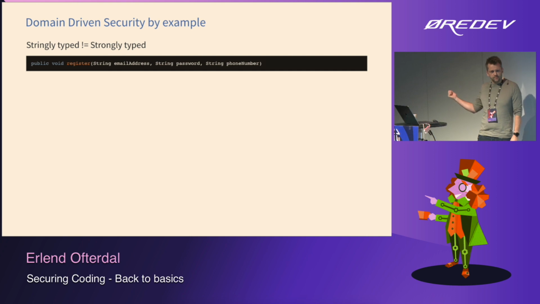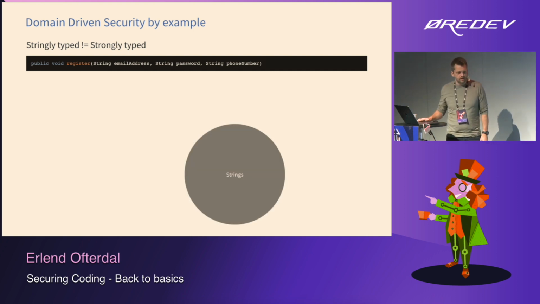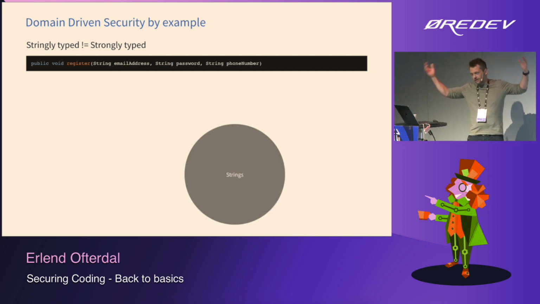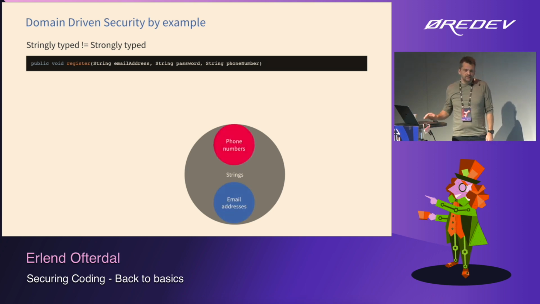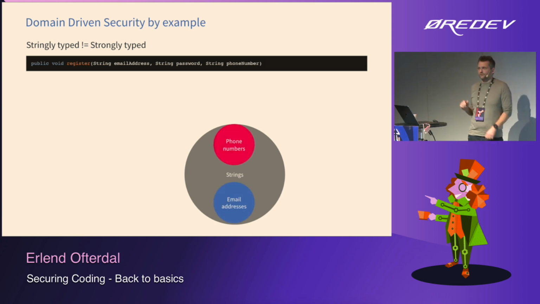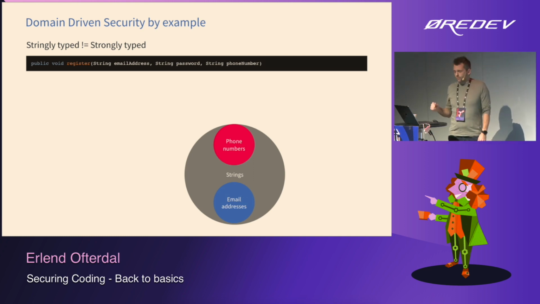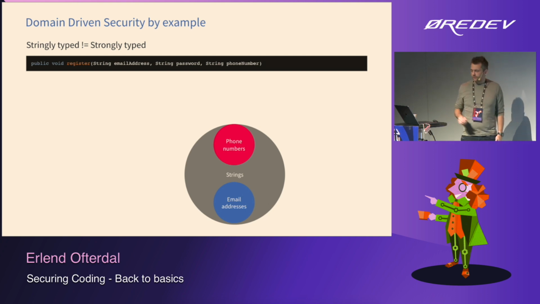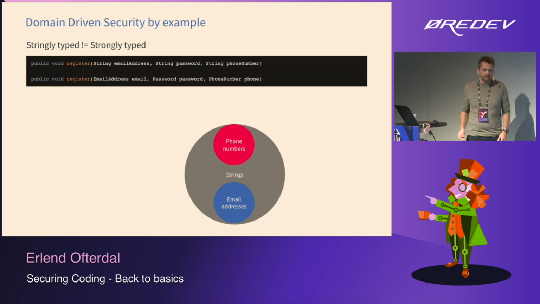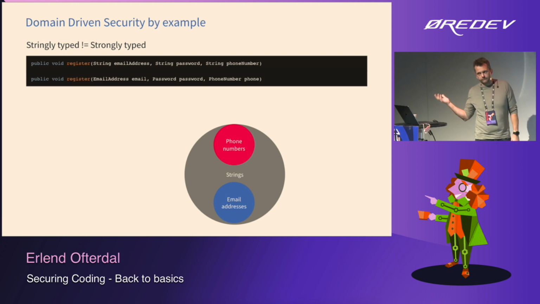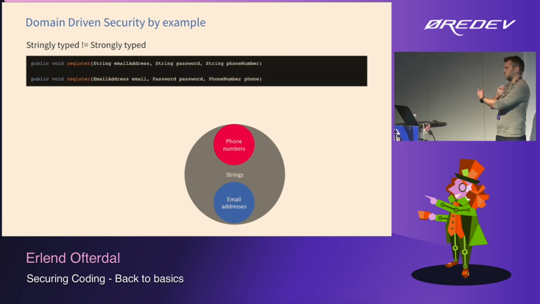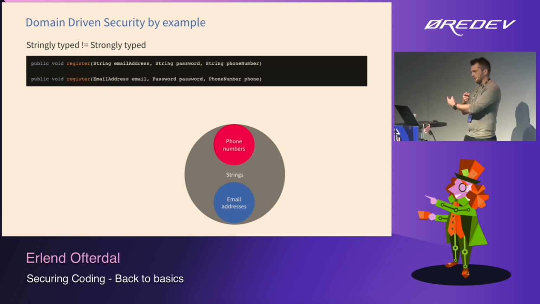Is an email address and a password and a phone number the same? Well, if we look at the total amount of possible strings, I don't think phone numbers and email addresses necessarily overlap. They could in like a zip setting, but anyway. So why are we modeling them as the same thing? Why not do something like this? Email address, password, and phone number. Now we can't do the Apple bug where we switch them around because they're now two different objects.